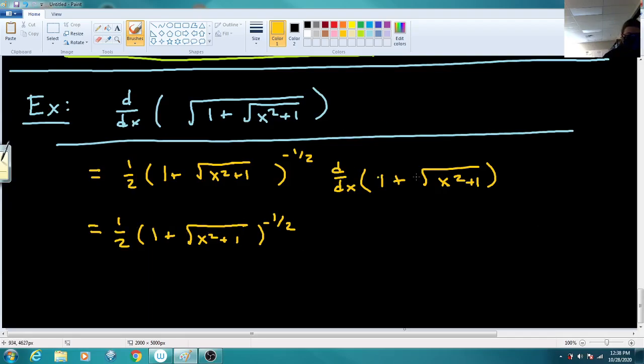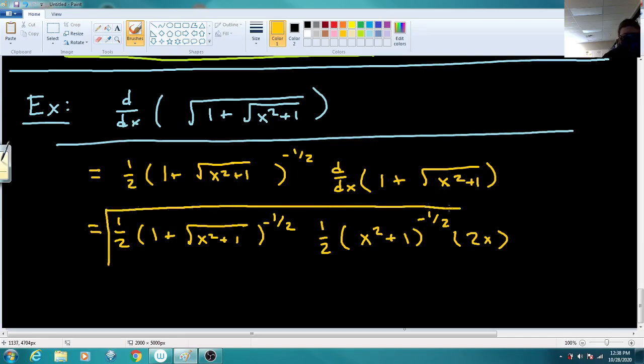Now we want to do the derivative of this. The derivative of 1 is 0, and when we get to the derivative of the square root part here, that's going to require a second chain rule. So we'll bring down the 1/2, we'll have the inner part there left alone to the negative 1/2, and then we'll have to multiply that by the derivative of x squared plus 1, which would be 2x. And then this whole thing here will be our answer.